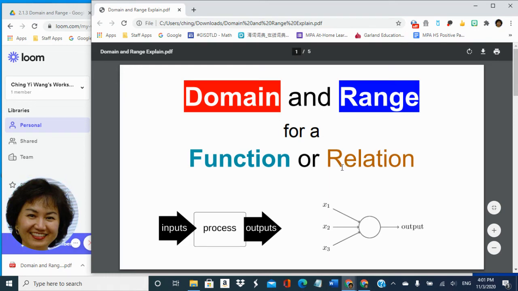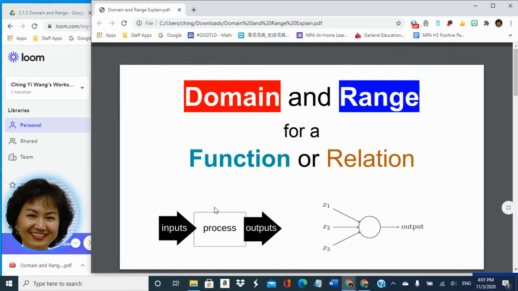Hello, we are learning domain and range for a function or relation. These two pictures remind us about the definition of functions. We know not every relation is a function. A function has to be one-to-one or many-to-one, just like what these two pictures show here.